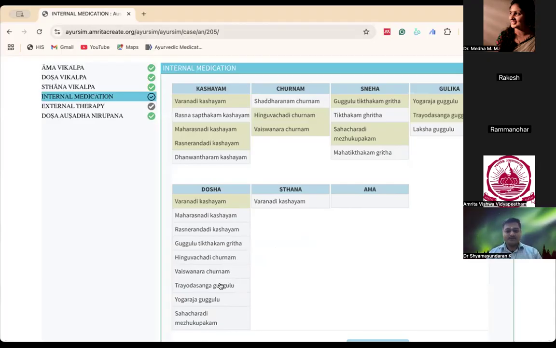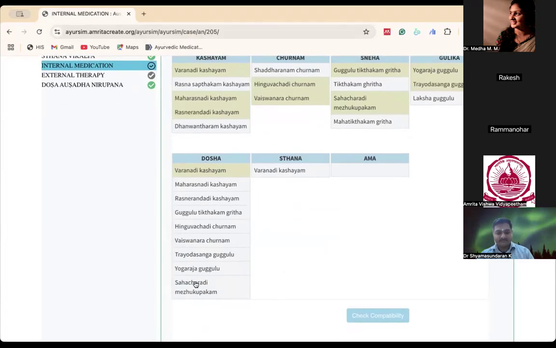Like, mainly we give Rasna Saptakam for Kati Pradesha. Like that, each medicine may have certain specific areas where you can give that medicine. Then from sthana, you will choose if it is suiting for the ama also. And only when it is suiting to all, it will be selected for your treatment.